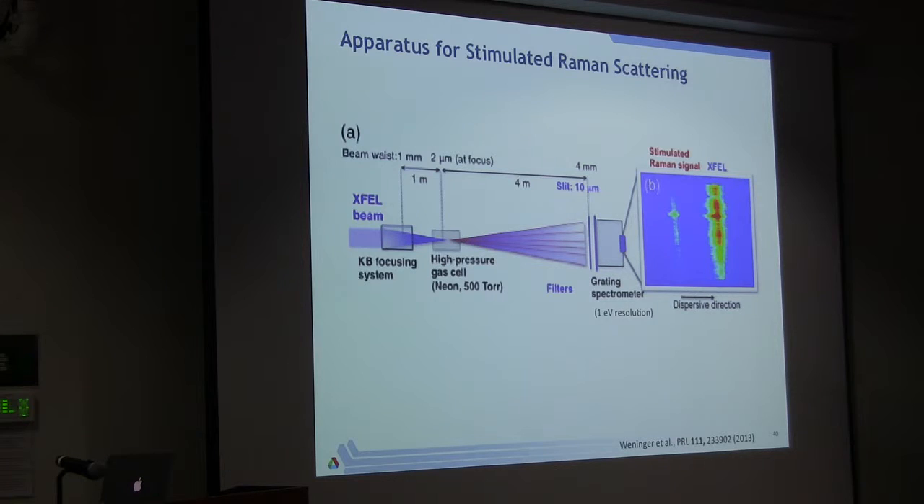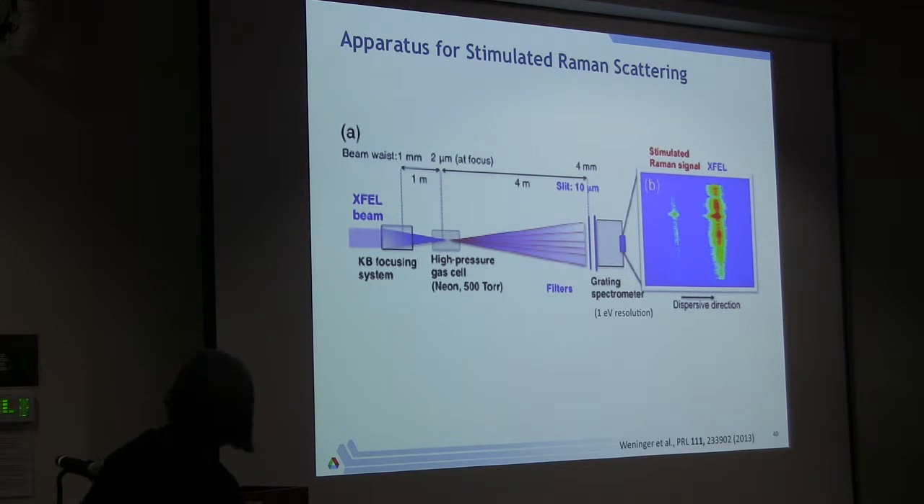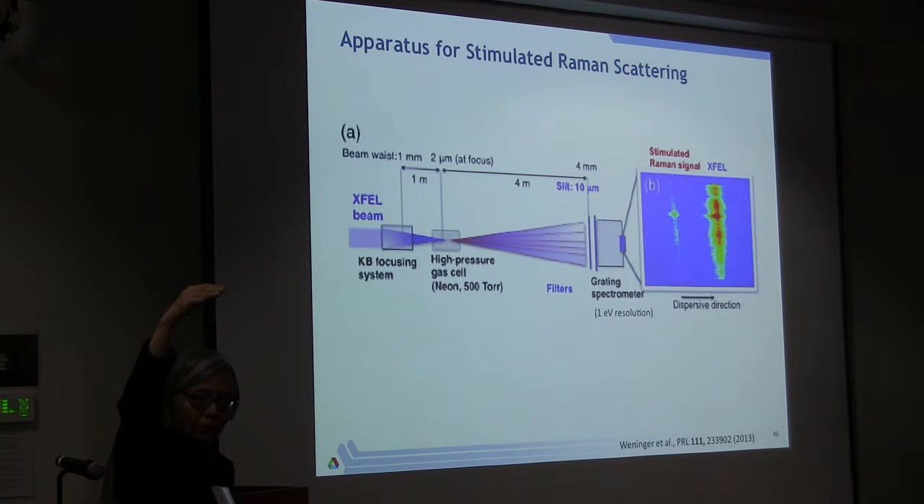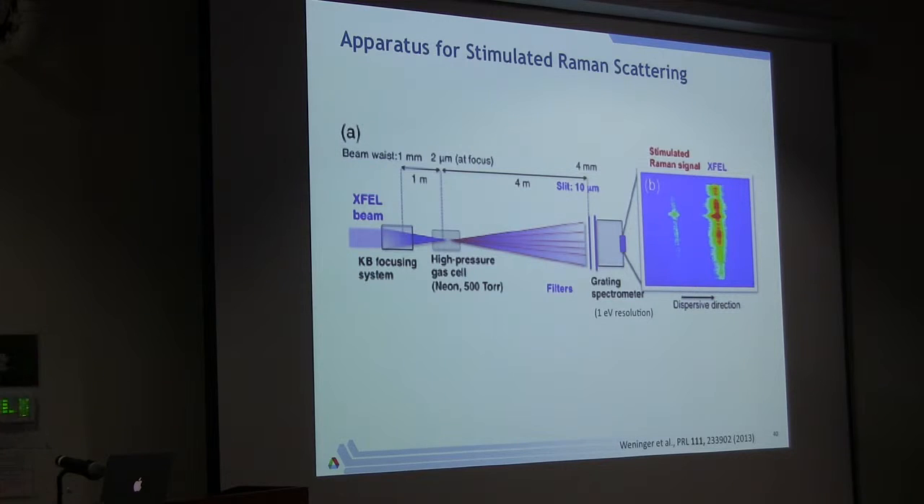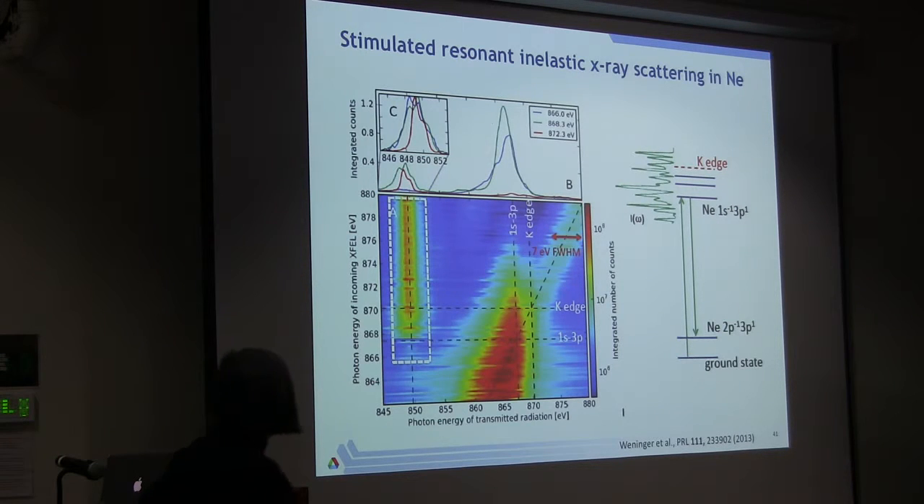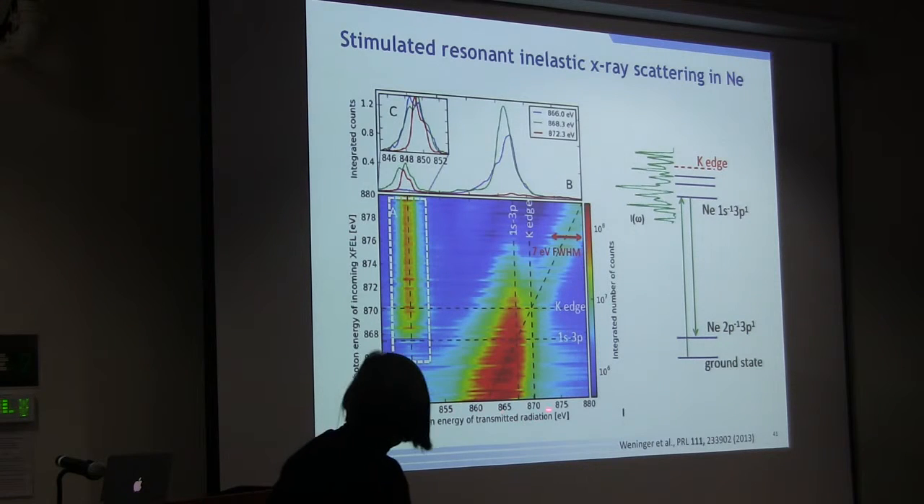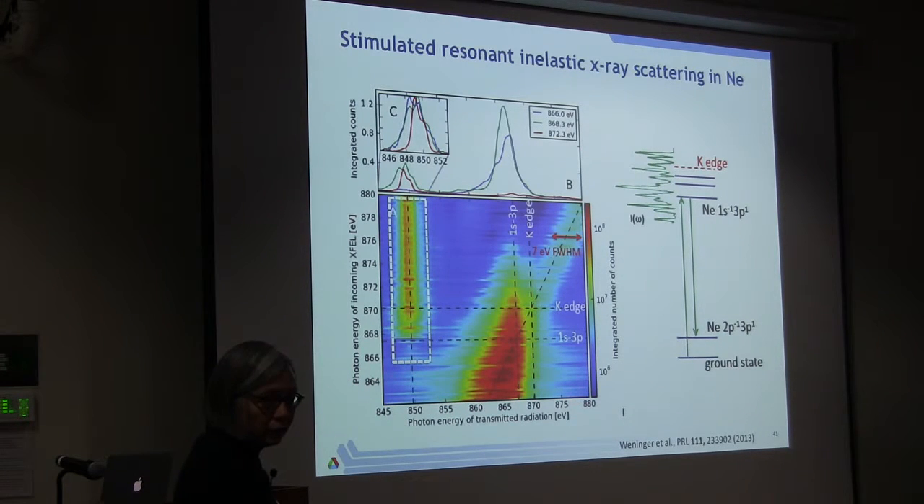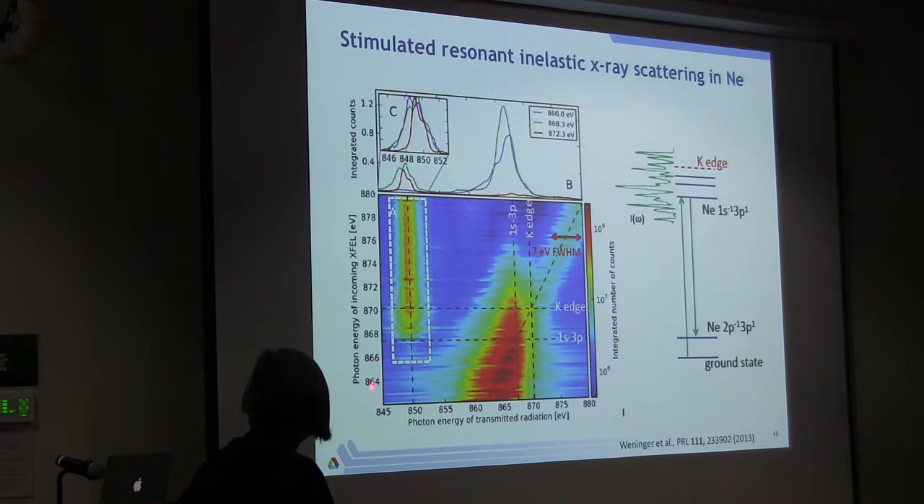So, like I said, it's basically the same apparatus as before, but now instead of tuning way above the edge to create 1s holes in population inversion, you're close to the edge and you're looking at the scattered radiation from that. So this is how that actually works. Here on the bottom, what you have is the photon energy of the transmitted radiation. And so you're scanning the XFEL up on this axis.